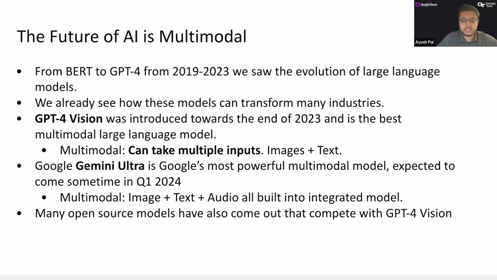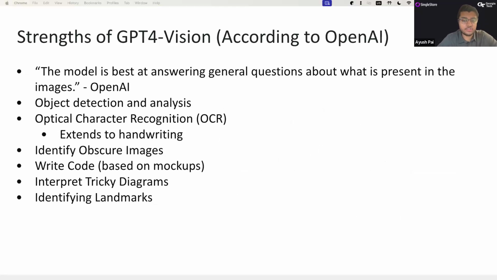Some of these developments underscore a pivotal trend towards more sophisticated, multimodal AI, enhancing the ability of machines to interpret complex information. That's taking us closer to AGI, where it can be indistinguishable from a human. So GPT-4 Vision, according to OpenAI, excels in deciphering and responding to general inquiries about content within images, reflecting its sophistication in image understanding.